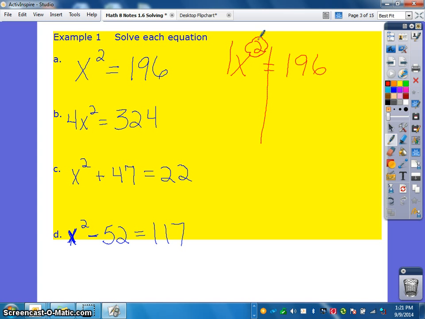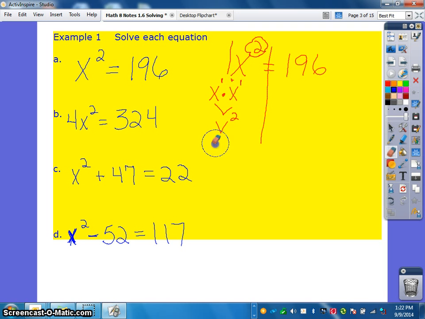Is x squared a perfect square? Yes. Because what is x times x? Because that's x to the first, x to the first. What does that equal if you multiply it? You get x to the second power. So x squared is a perfect square.